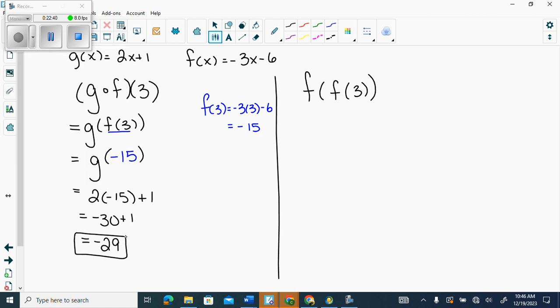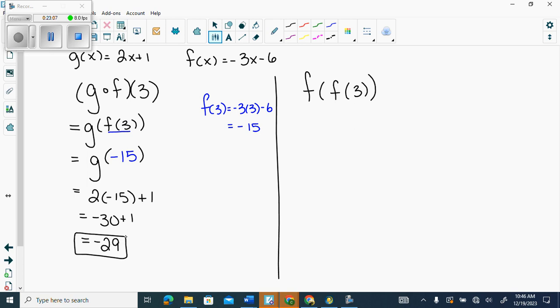My answer is negative 29 if they ask what this is. But if they said to you, explain to me, what did you find when you did this? Well, you got a coordinate at 3 and negative 29. On what graph? G of f of x. That's exactly what you did. That's all you did. You got a coordinate, 3 and negative 29 on g of f of x. We agree? Okay, what about this one?